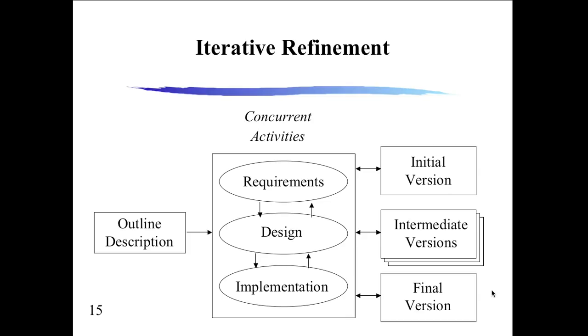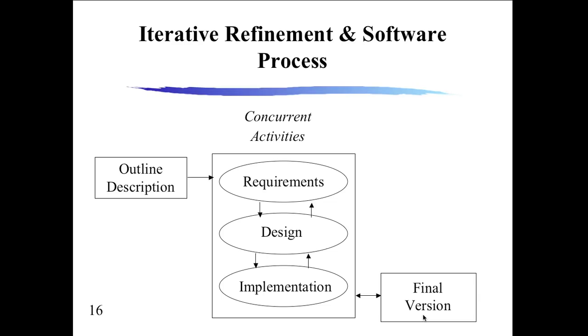Here's iterative refinement, going back to the software processes. The important thing to look at here is the concurrent activities. We have the initial version, intermediate versions, and theoretically you're supposed to come out with a final version eventually. I don't think we're ever going to get a Gmail final version, but we'll see. This is essentially getting to the point where these intermediate versions get thrown away, and then eventually we have that final version.